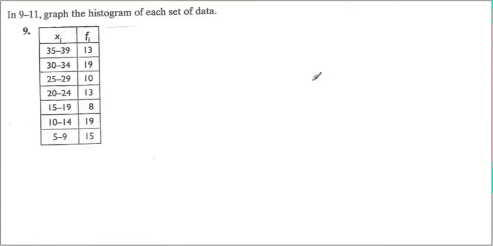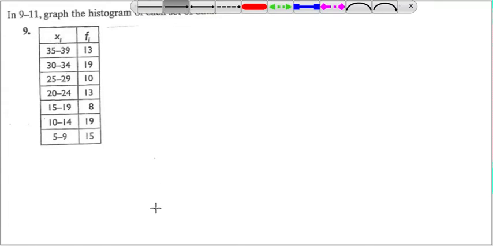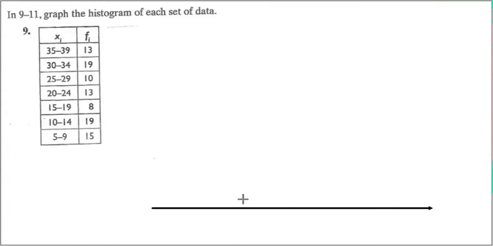We want to graph this histogram. So it seems the smallest class is 5 through 9, and it goes all the way to 35 through 39. Alright, then what we're going to do is first set up the x values, and then now we're going to have, what do we have here? It goes all the way up to maybe 19. 19 seems to be the highest value.